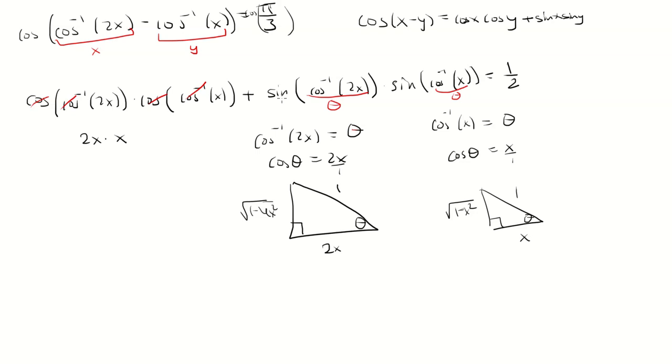And so now sine of theta is opposite over hypotenuse. That will be the square root of 1 minus 4x squared times, now we go over here, sine of theta is the square root of 1 minus x squared over 1. And that's equal to 1/2.